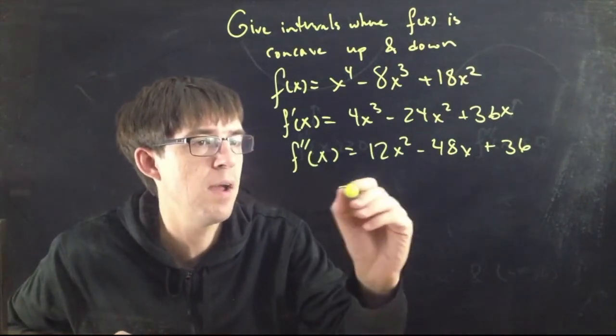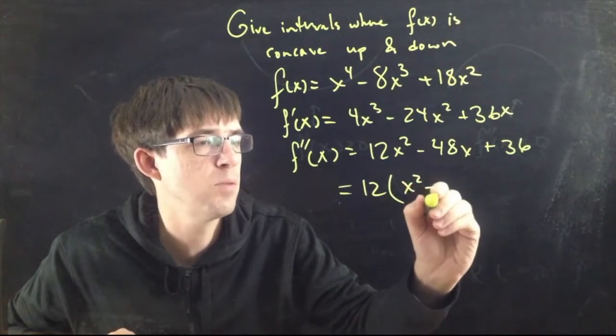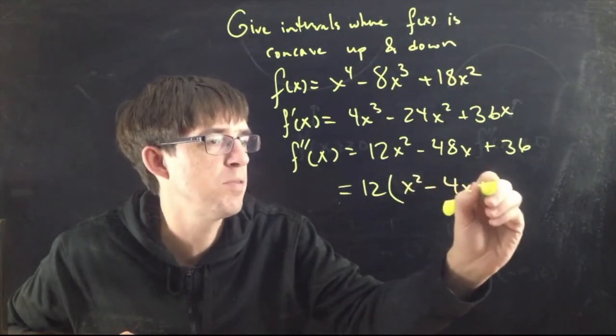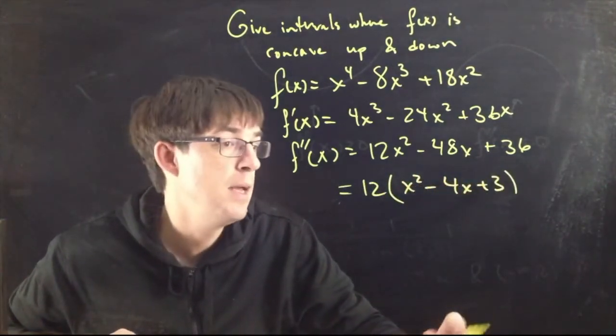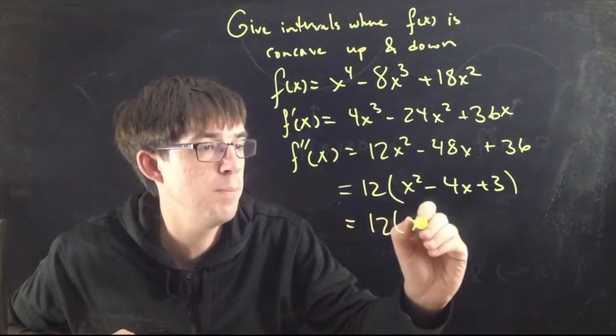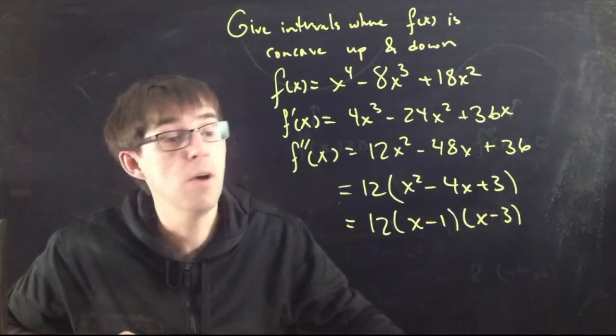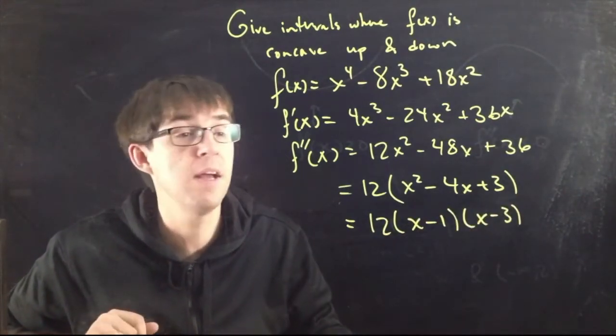So to simplify, we can factor out a 12 everywhere. And then what remains is x squared minus 4x plus 3. I keep my 12. And then this part here, you can factor that, right? 12, and then x minus 1, x minus 3. Okay, this is the simplified form of f double prime.